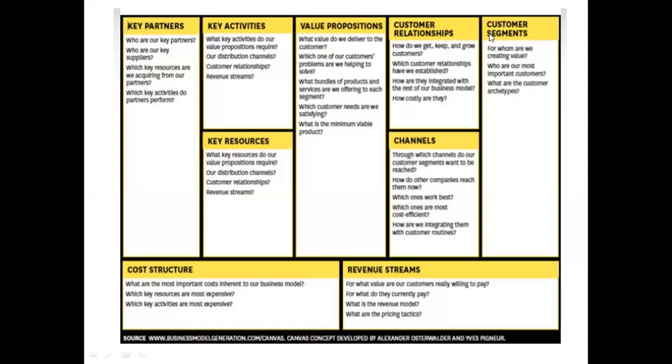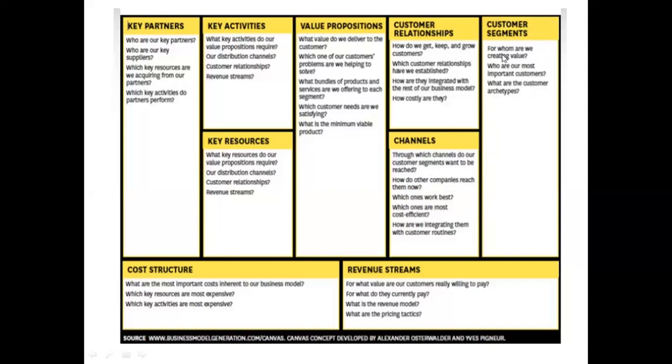Next, customer relationships. How do we get, keep, and grow customers? Which customer relationships have we established? How are they integrated with the rest of our business model, and how costly are they? This comes under customer relationships. Channels: through which channels do our customer segments want to be reached? How do other companies reach them now? Which ones work best? Which ones are most cost efficient? How are we integrating them with customer routines? So this all comes under the channels.